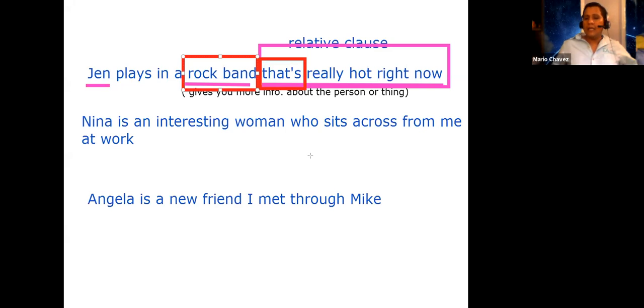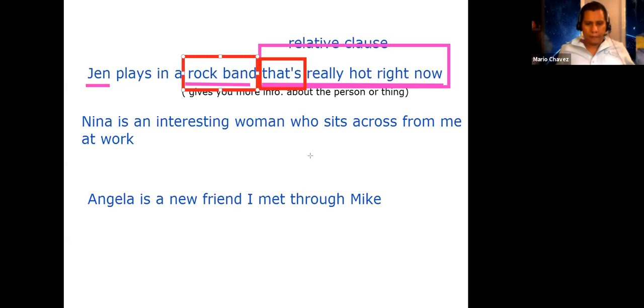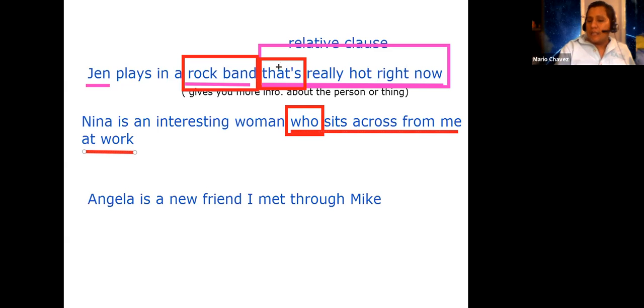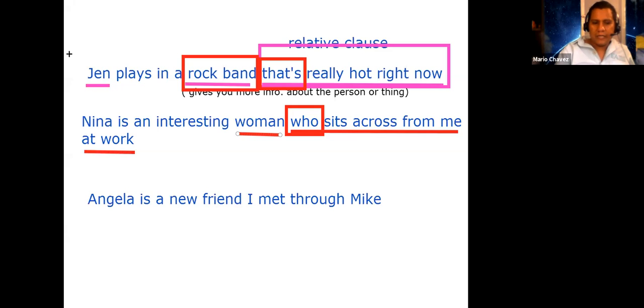Come on. Can you read it, please, Marquito? That's really hot right now. Okay, so what is the relative clause in this case? The relative clause is here. Who? Exactly. So guys, that is for things and who is for what? Persons, people. Exactly, for people. Very good. Excellent.